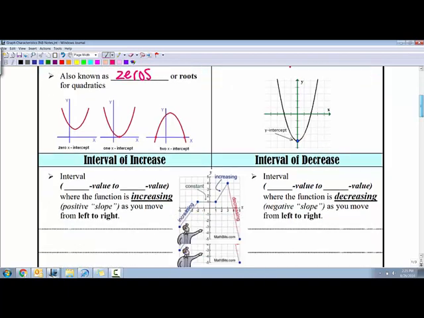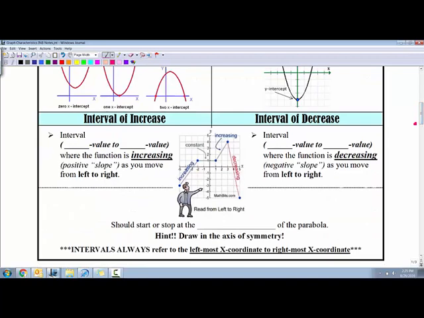Interval increase and decrease, I feel like this was a harder topic. They're always your x values, always. X value to x value. Interval x value to x value where the function is increasing, okay? You would think that, but it's always going to be your x's for every interval of increase or decrease. You're always using your x values. The only time you use y is if you're using range. When you have increase, it's a positive slope. When you have decrease, it's negative.